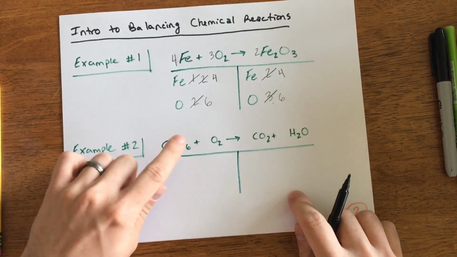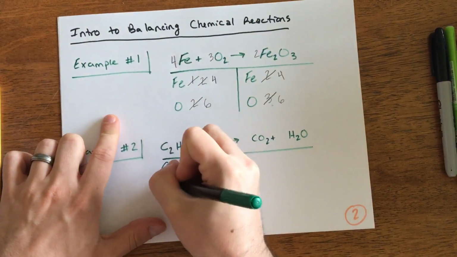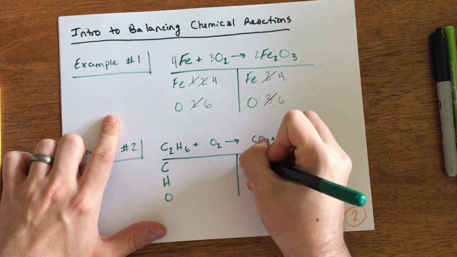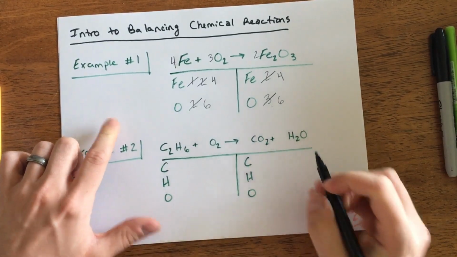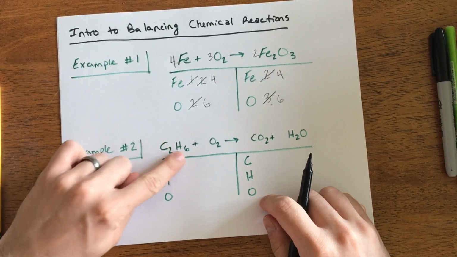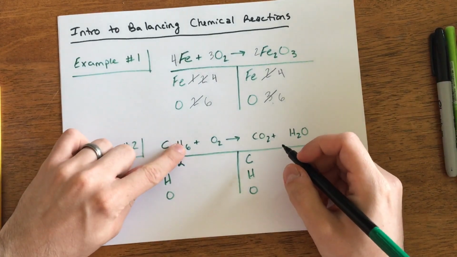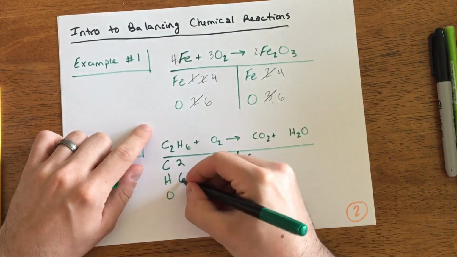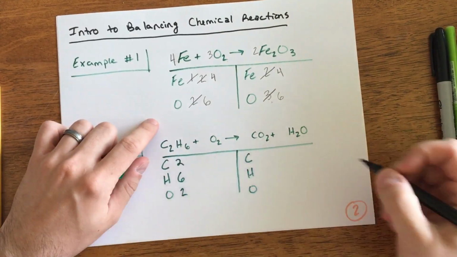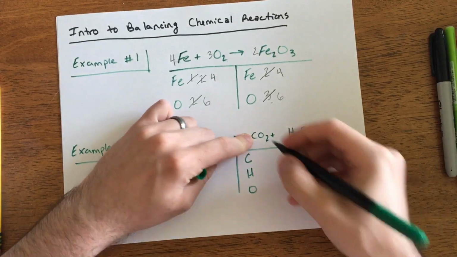We've got carbon, hydrogen, and oxygen this time. So I'm going to put those on both sides. I have 1, 2 carbons in the ethane. I have 1, 2, 3, 4, 5, 6 hydrogens. There's no coefficients yet. There's 2 oxygens in the O2. I have 1 carbon here.